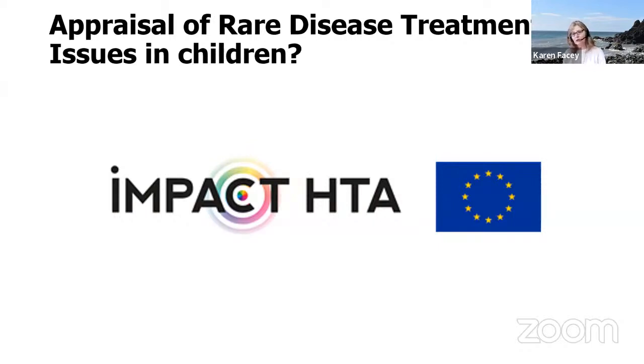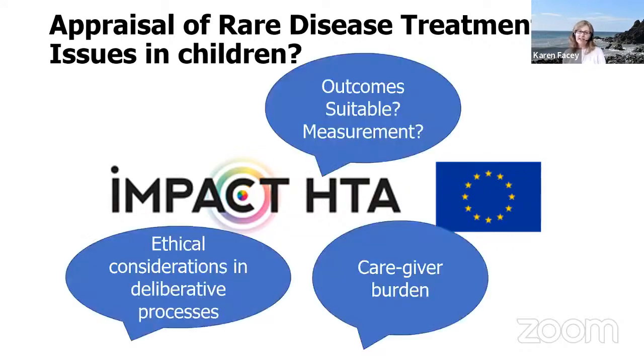relating to childhood diseases. And if we go to the next click, we can see here that the issues we saw arising were issues relating to what outcomes we should be studying, what are suitable measurements in children. And by children, we may be thinking about babies, we may be thinking about toddlers, young children, and adolescents.